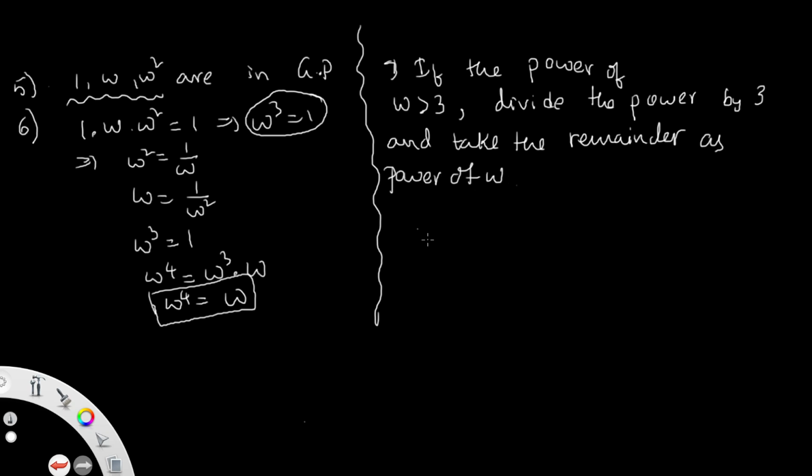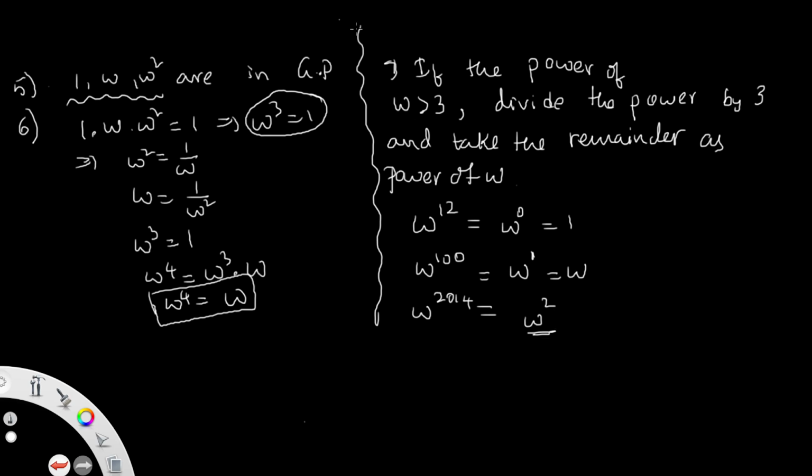Let us see some examples. Suppose omega power 12 is there. Omega power 12, divide by 3, the remainder is 0. Then we get omega power 0, which is 1. So omega power 12 equals 1. Another example, omega power 100. Divide by 3, the remainder is 1, so omega power 1 is nothing but omega. Suppose a bigger number, let me take 2014. 2014 divided by 3 gives remainder 2, so the value is omega square.